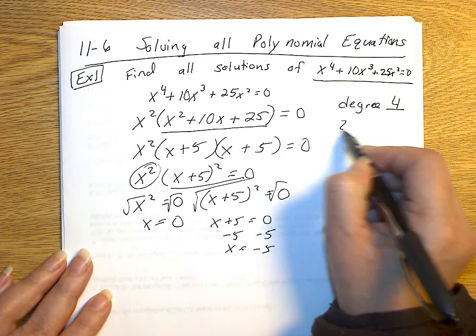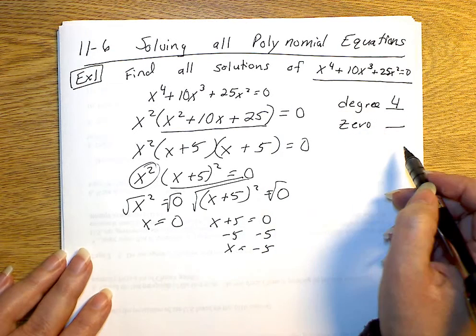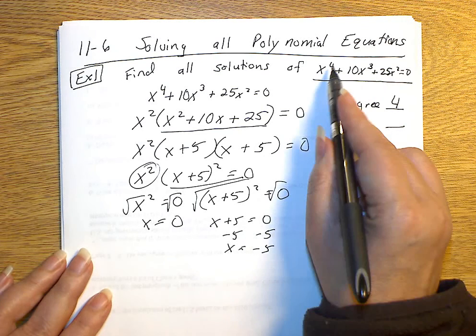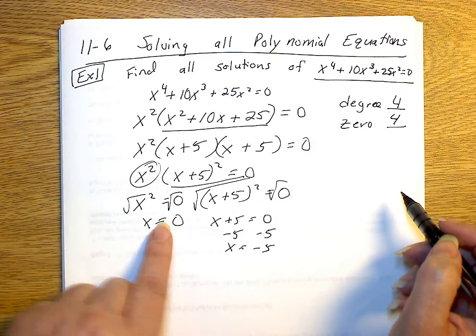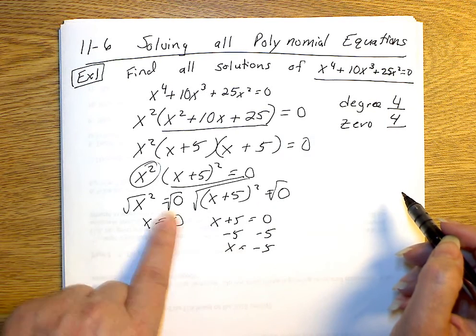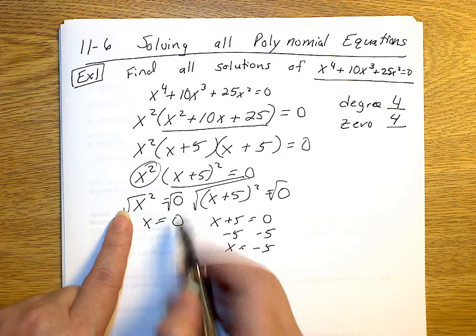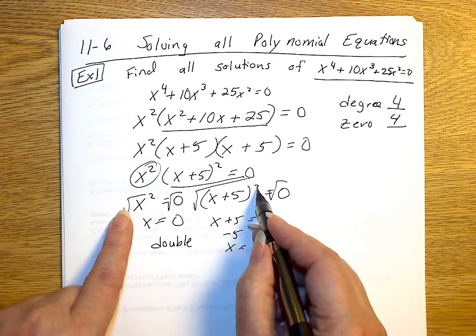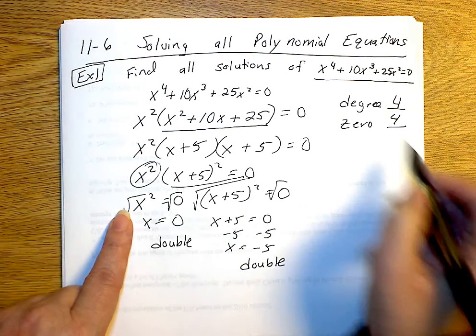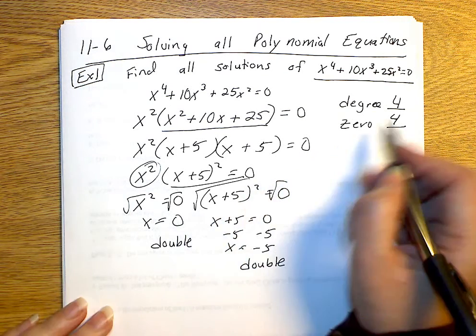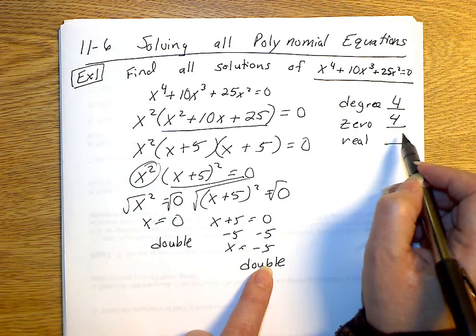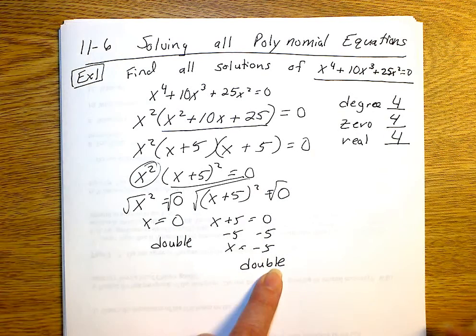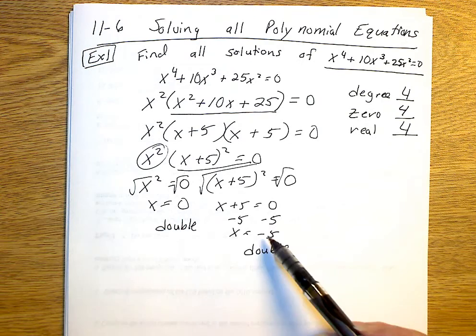How many zeros does this polynomial have? 4. It has 4. Now the question is, right now we only found 2. Are any of these double? Both of them, because this one's squared, so that's a double. And this one was squared, so this is a double. So the only thing new in this section is how many real zeros do we have? All 4 of them are real zeros because we found all 4 and none of them are imaginary. The next one we're actually going to find will be imaginary. So we have 0 is doubled, negative 5 is doubled.